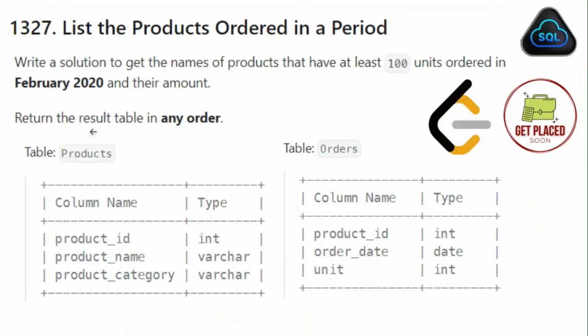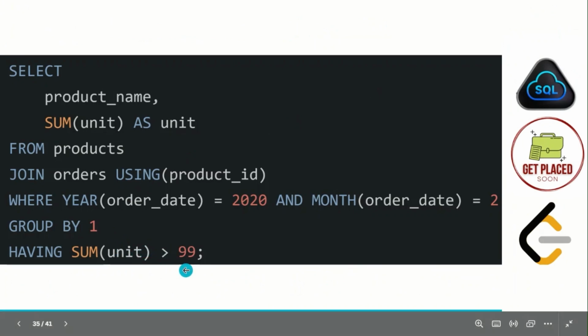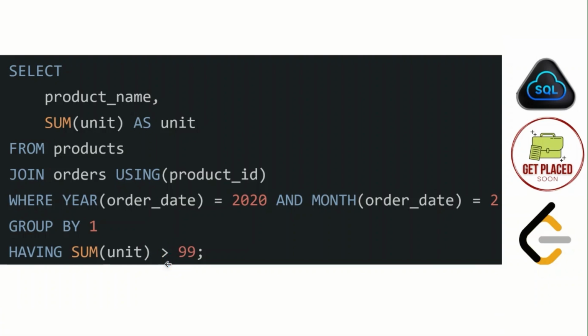Right? Now coming to the last and final condition, that is at least 100 units should be present. So having sum of unit should be greater than 99. We can put something like greater than or equal to 100, or you can simply put like greater than 99. So I hope this code is pretty clear. I hope you understood how to code it. But still, if you have any doubts, make sure you comment below.